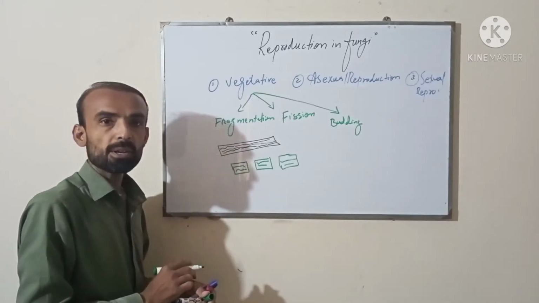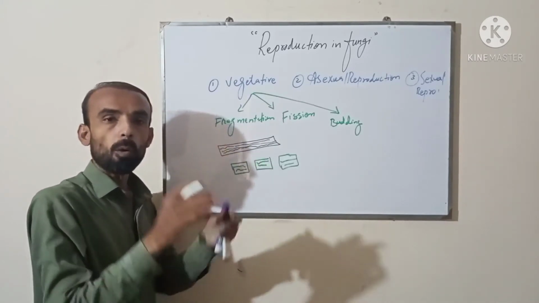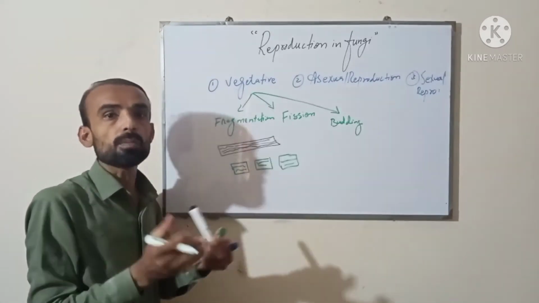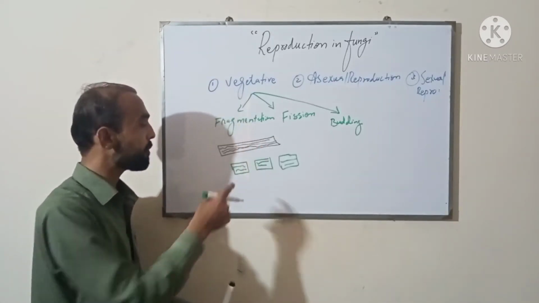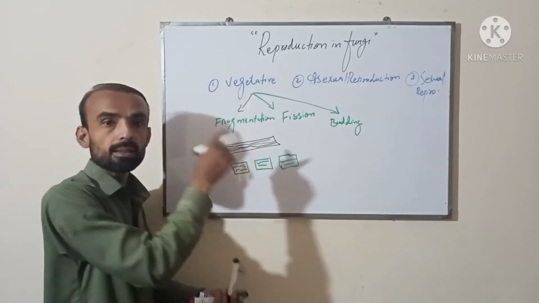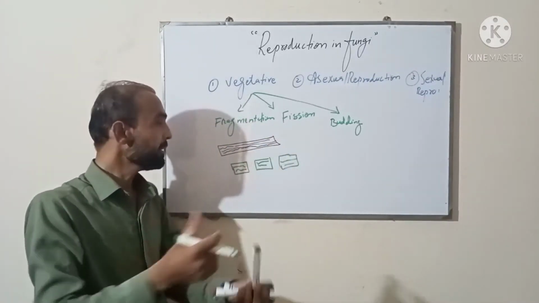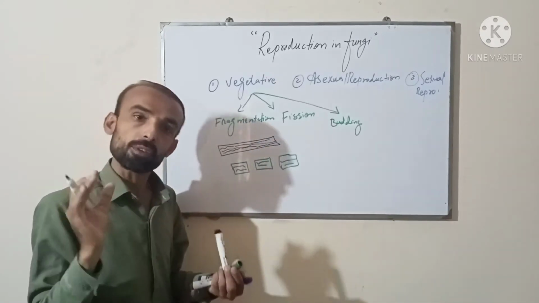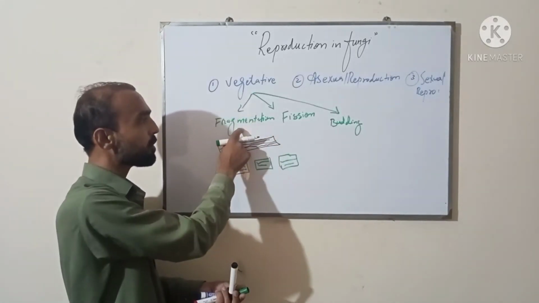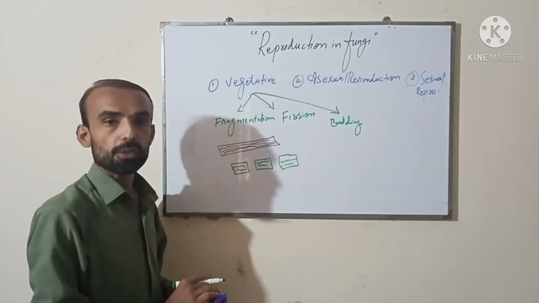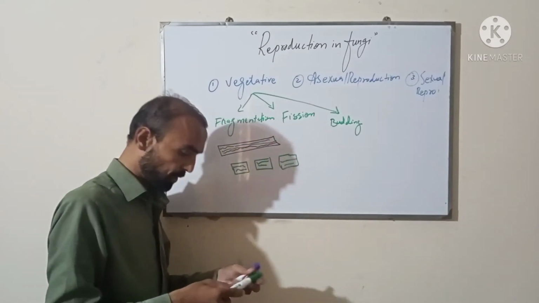What happens in fragmentation? In fragmentation, the body of the fungus is cut and separated into small parts. That part is known as a fragment. These are the fragments, and these fragments will continue to develop and become a mature fungus. This process is known as fragmentation. The second one is known as fission. Now what is fission?